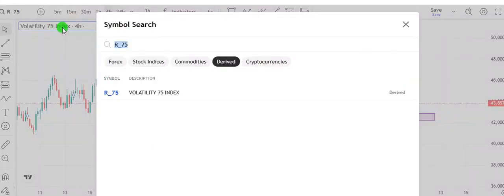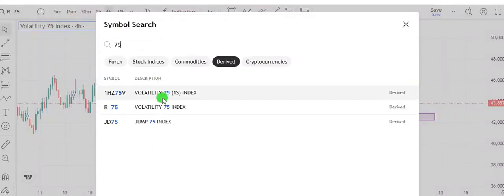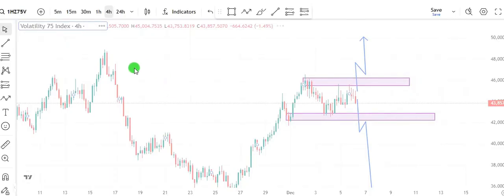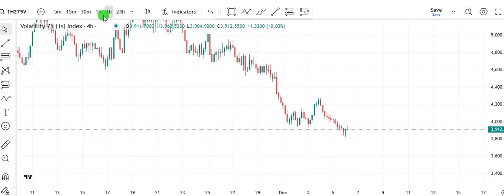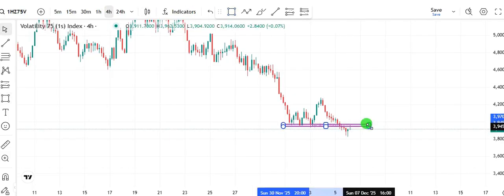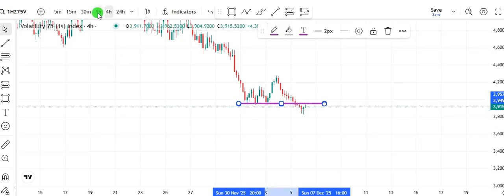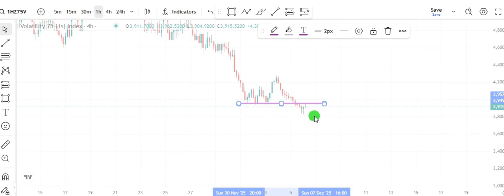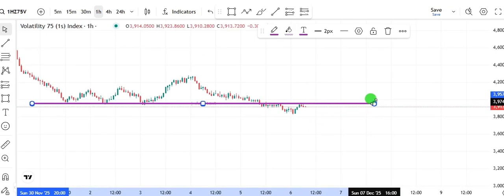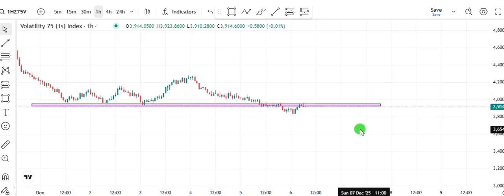Let's go to the harder brother of 75, which is called Volatility 75 (1s). Why do I call it that? Because this is a bit more volatile than 75 itself. Now, going to this, we're going to be marking a zone right here where the market is currently respecting. You can see that the market is currently respecting this zone. Let us go to the H1 so you can see a clearer picture of the market.